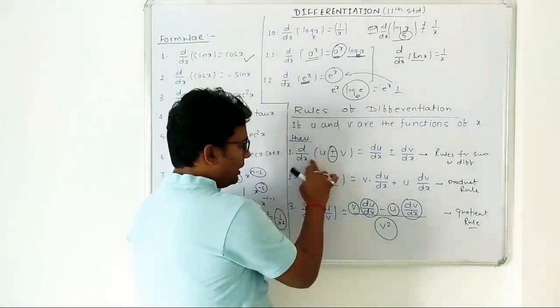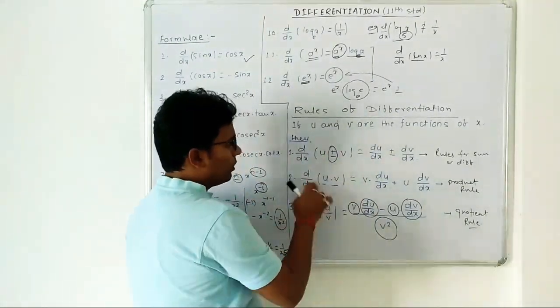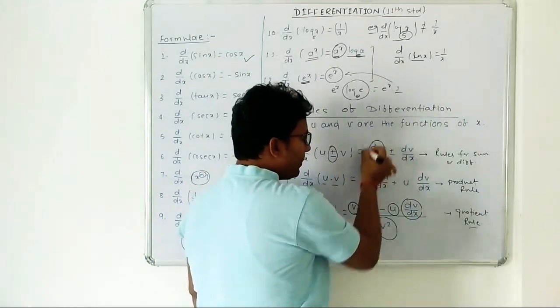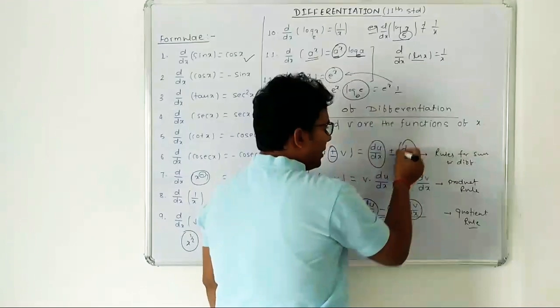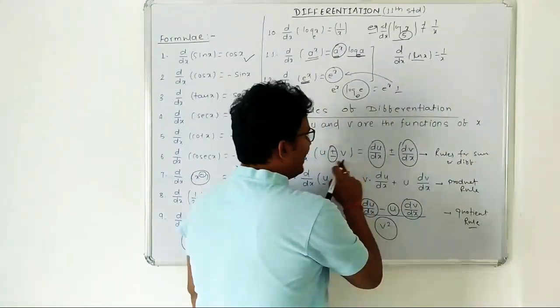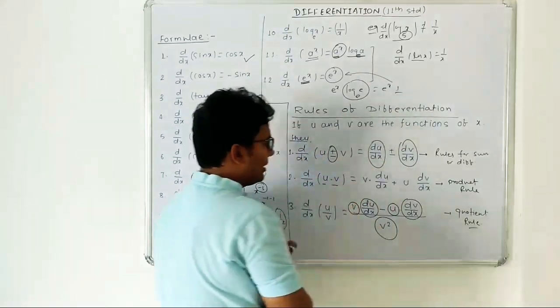So next, the derivative of the sum or difference of these two functions, that is u plus minus v. We will separately take the derivative of these functions, du by dx and dv by dx, and put the sign as it is. If it is plus, then plus. If it is minus, then minus.